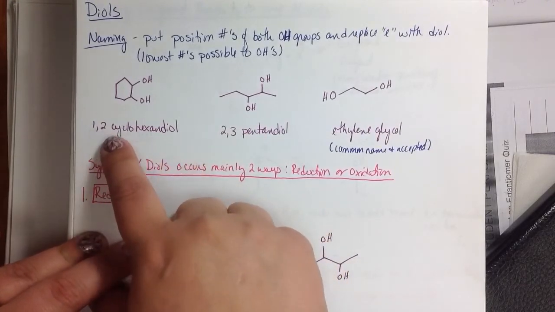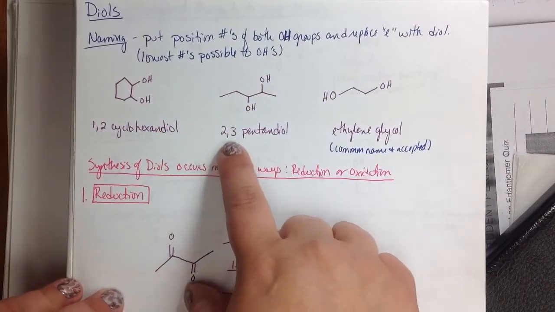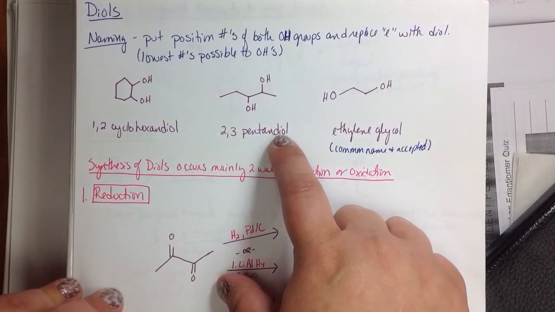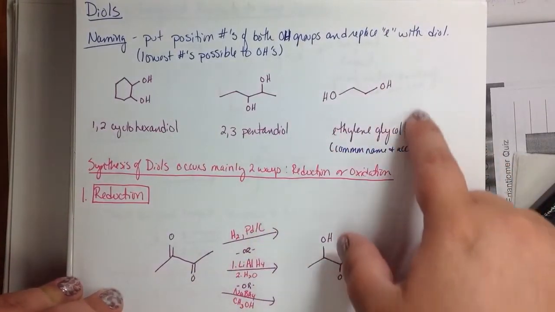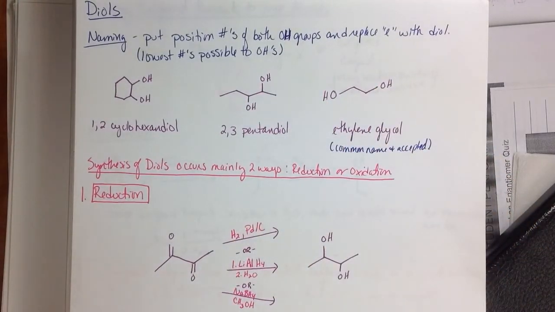So this would be 1,2-cyclohexanediol. This here would be 2,3-pentanediol. Now, this is a common name. This is actually just antifreeze, and we typically call that ethylene glycol, and that's a very typical type of name that you'll hear, so that's okay that it's a common name. It's not an IUPAC name, but you probably still should know that one.